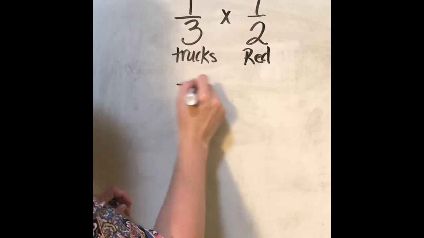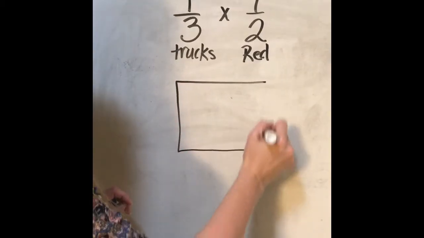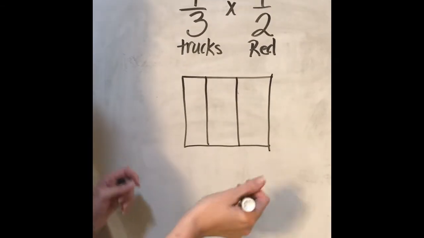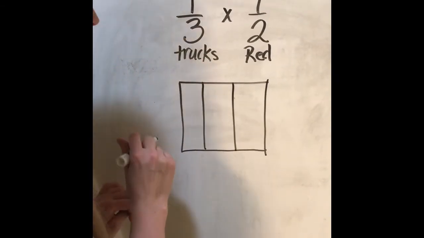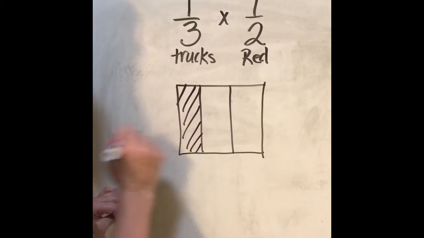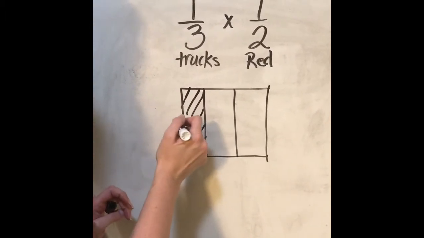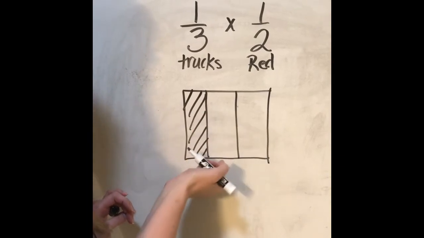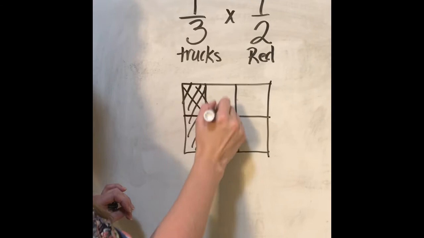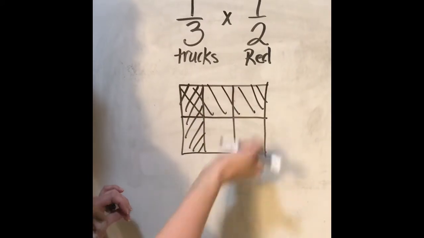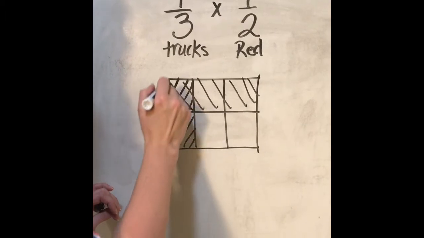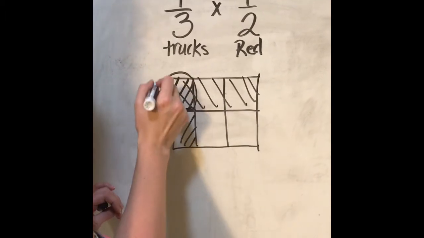So I'm going to start out with a model for this, and I'm going to divide it into thirds. And I know this is a review, so we're kind of going through it quickly. So a third are trucks, and then of the trucks, half of them are red. So now I'm going to divide it in half, and then I'll shade in half of that. And this portion right here that shows the crisscross lines, this represents our answer of 1/6.